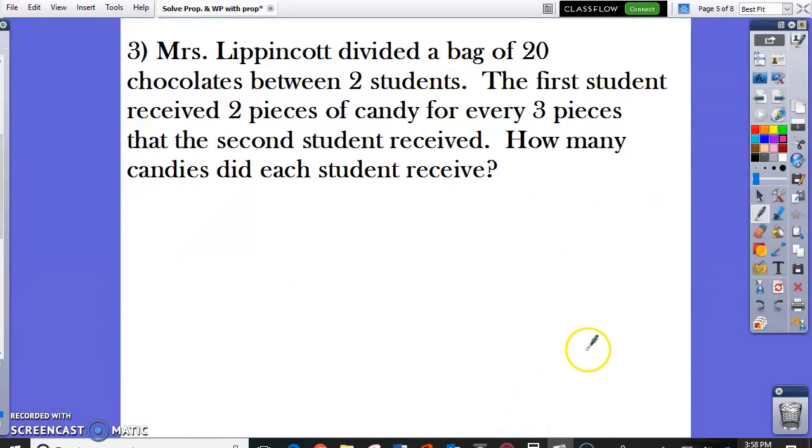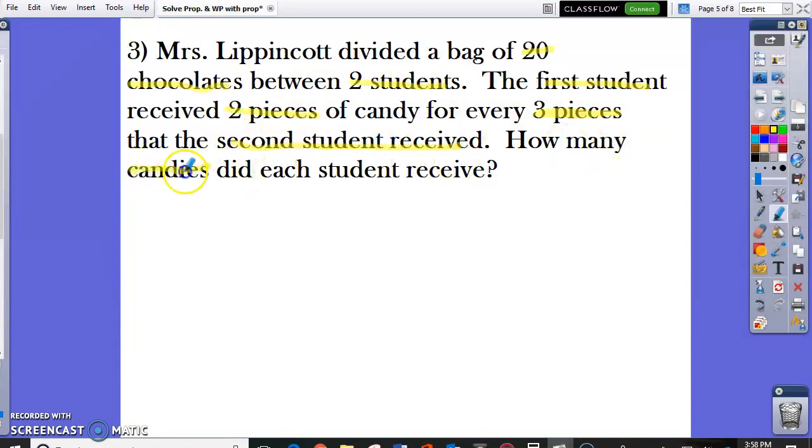Alright, this one I want you to try by yourself, so pause the video. After you've given it a shot, take a look and see how you do. Miss Lippincott divided a bag of 20 chocolates, that's the whole bag, between 2 students. First student received 2 pieces of candy for every 3 pieces. So there's your ratio, 2 pieces for every 3. Student 1, student 2.